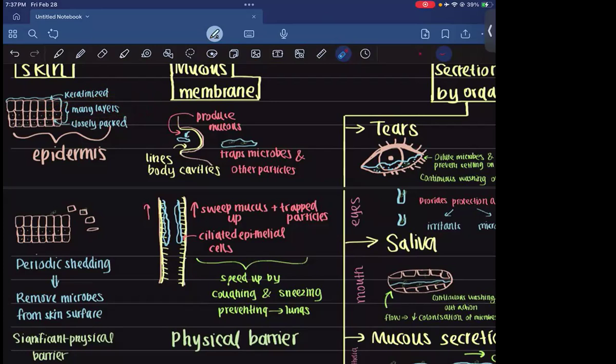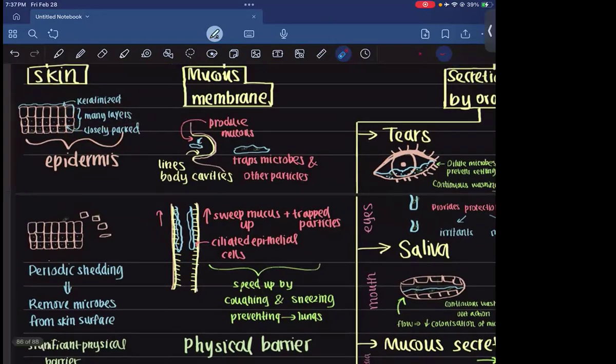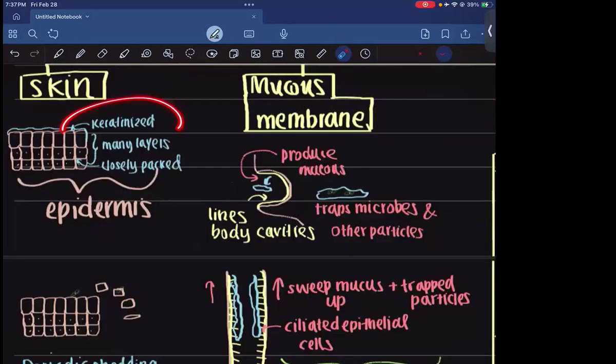And will they be closely packed or loosely packed? They are the outermost covering of your body. If they are loosely packed, everything can leak out and pathogens can easily, happily enter. You don't want that to happen. So these cells are closely packed. The skin has many layers and consists of closely packed cells. And most importantly, the topmost layer has keratinized cells, a cell layer consisting of keratin.